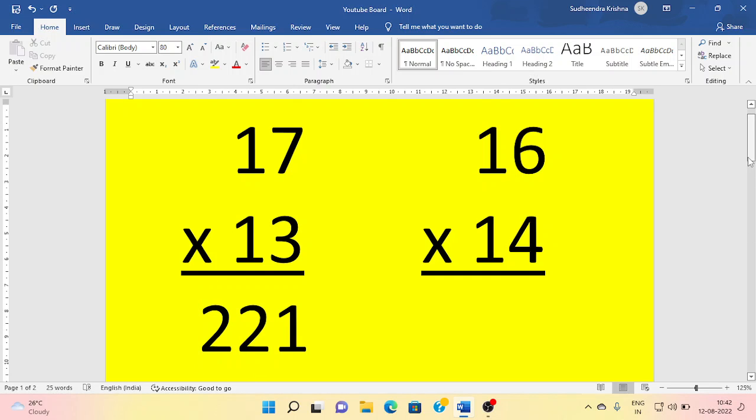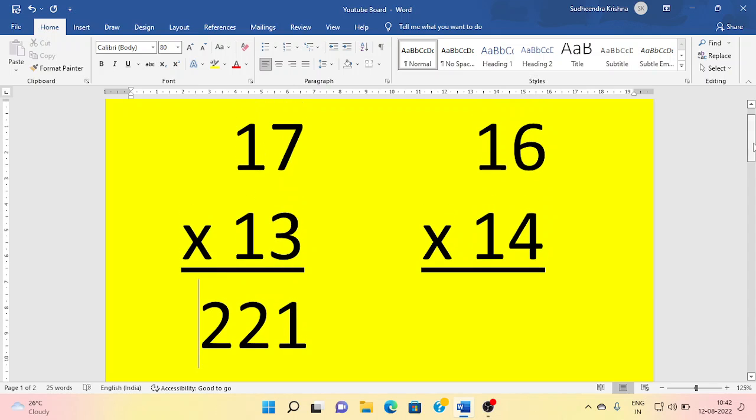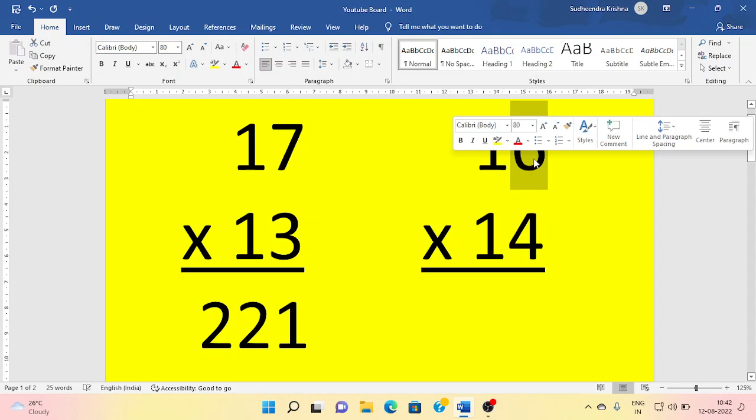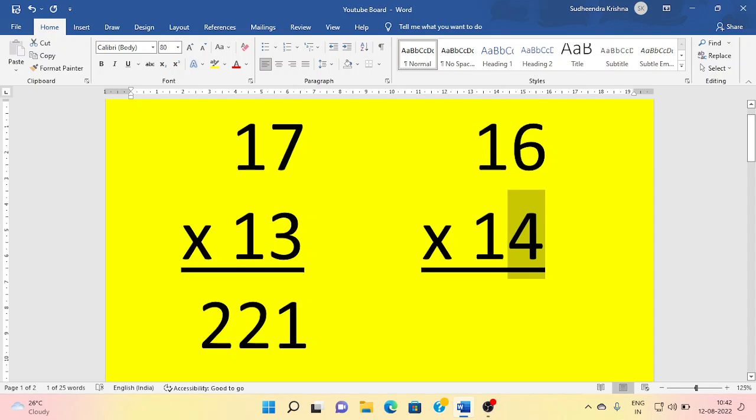Now let us take another example. 16 into 14. If you observe the two numbers 16 and 14, in the units place of the first number, that is 16, you have 6. In the units place of 14, you have 4. 6 plus 4 is equal to 10. And in the tens place of both the numbers, you have 1, which is the same. So now multiply 6 with 4. 6 fours are 24. So put 24.